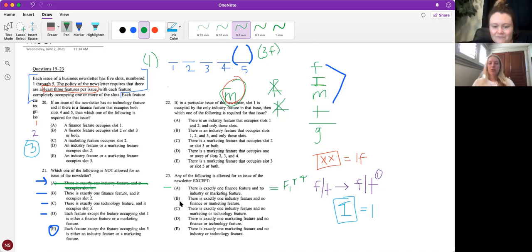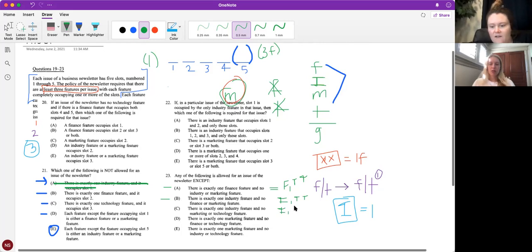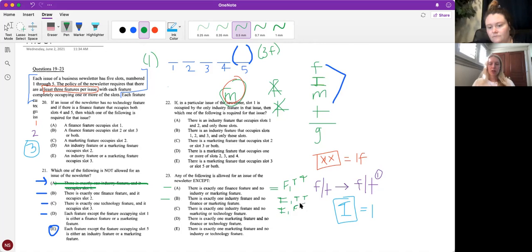Okay. There's exactly one industry feature and no finance or marketing feature. Still gonna leave that with a dash. That would be ITT. So I'm like, okay, cool. There is exactly one industry feature and no marketing or technology feature. So that would be IFF. Don't see a problem with that.